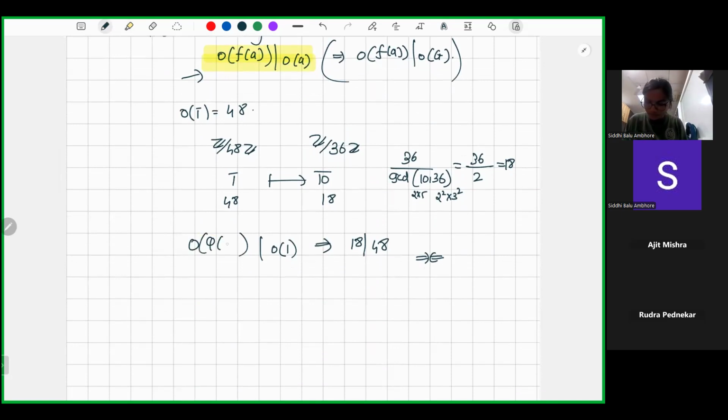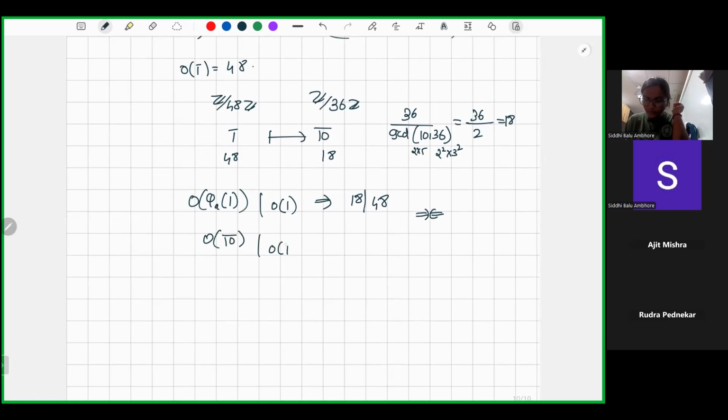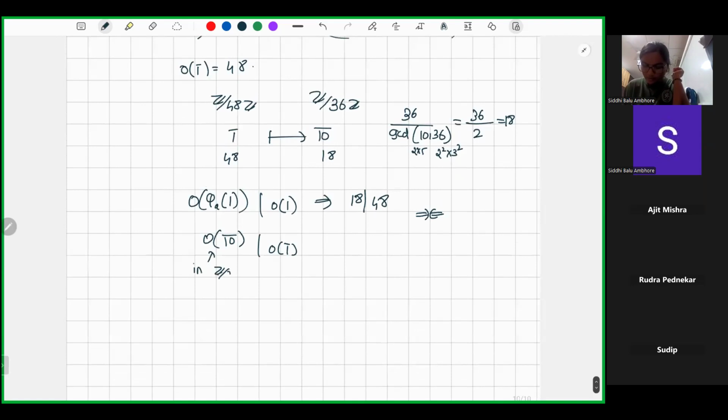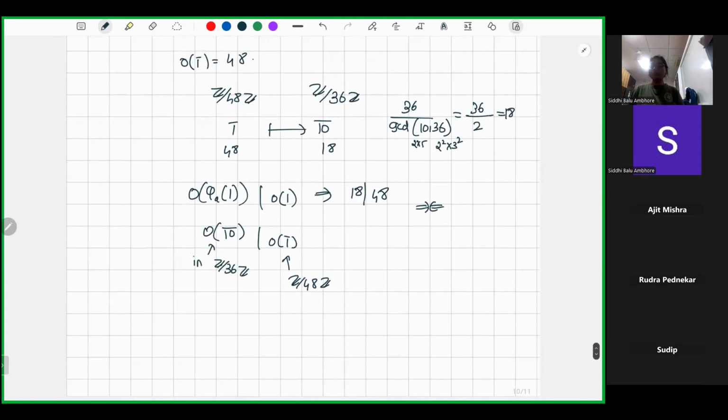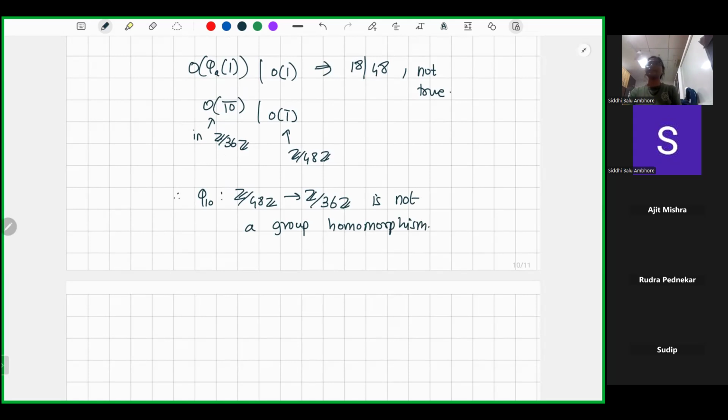Order of phi A of 1 divides order of 1 or not. So that is the order of 10 bar dividing the order of 1 bar or not. This is in Z mod 36Z and this is in Z mod 48Z. Okay, so this does not divide, not true. Therefore phi 10 from Z mod 48Z to Z mod 36Z is not a group homomorphism. Okay, is this clear?